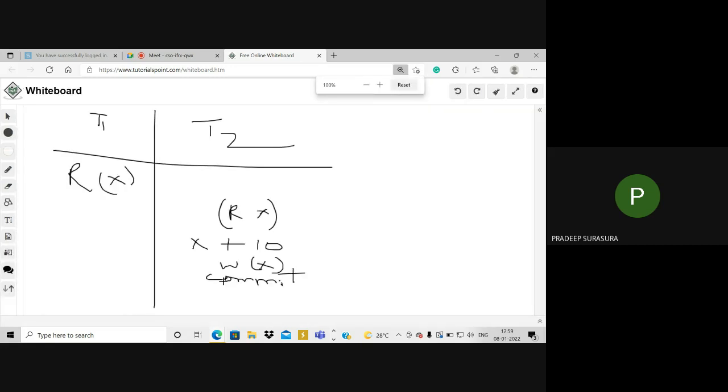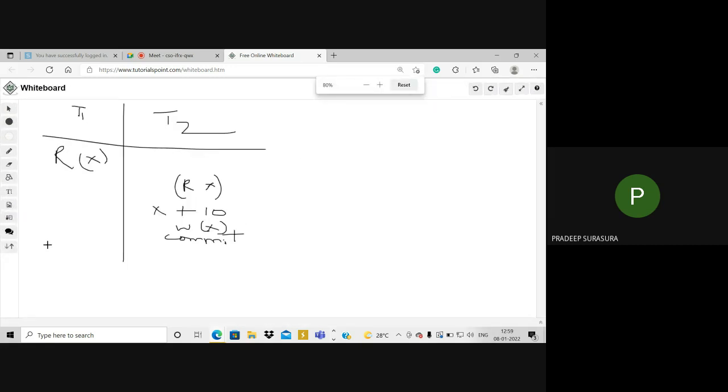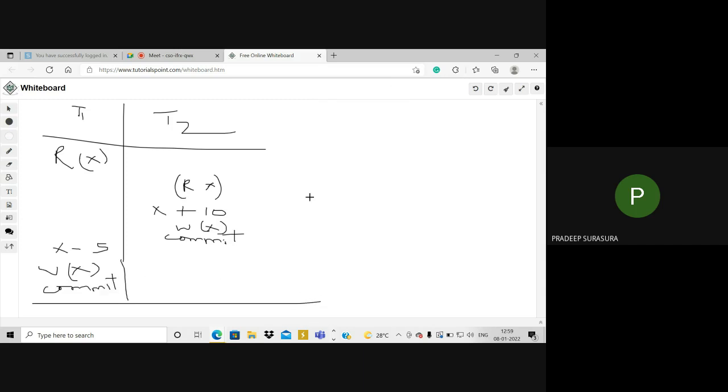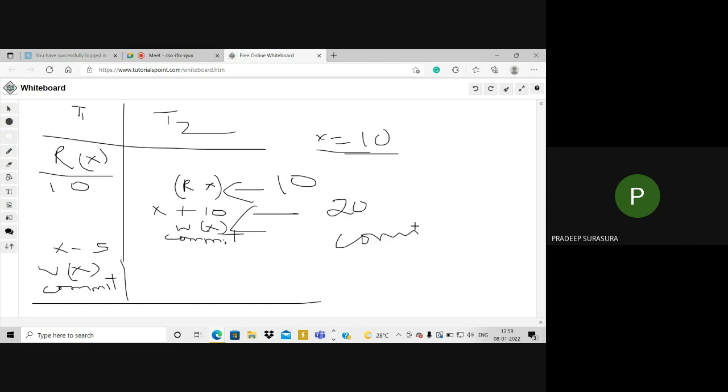And here I say X minus 5, W of X, and commit. Now see the fun of how it works. Imagine X is equal to 10. Initially I read X equal to 10 here, and again I am reading X equal to 10 here. Then I see that X turns 20, and I say commit here.